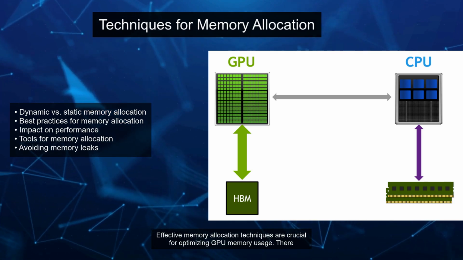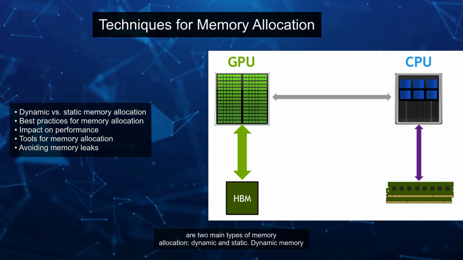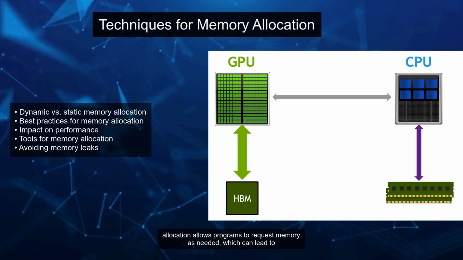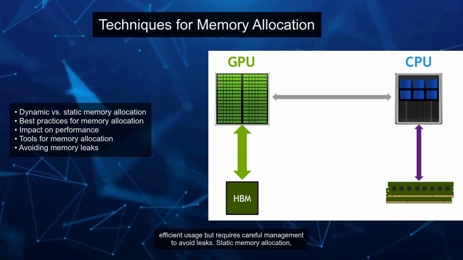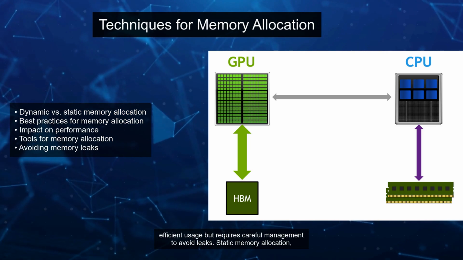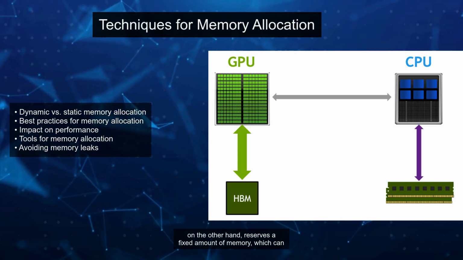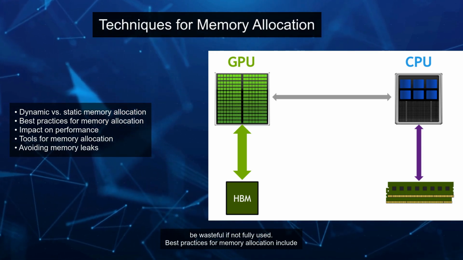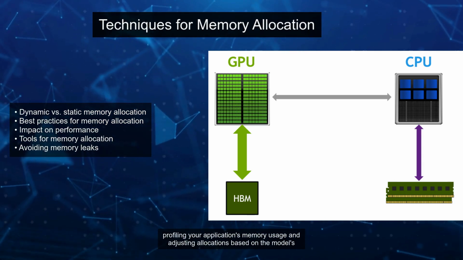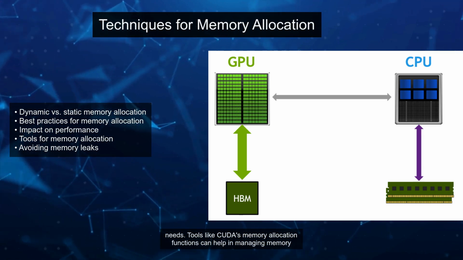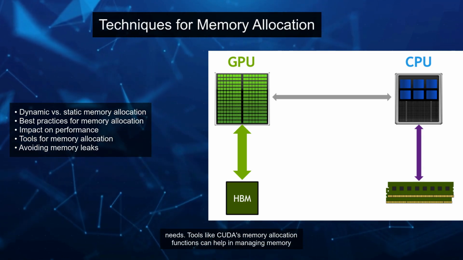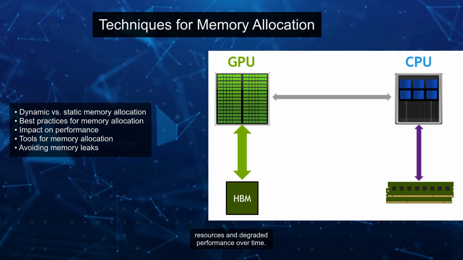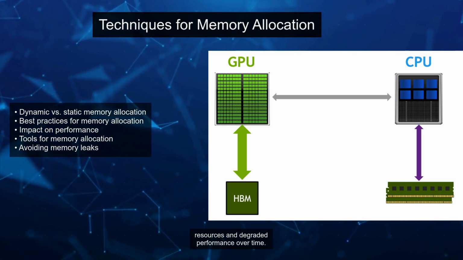Effective memory allocation techniques are crucial for optimizing GPU memory usage. There are two main types of memory allocation: dynamic and static. Dynamic memory allocation allows programs to request memory as needed, which can lead to efficient usage but requires careful management to avoid leaks. Static memory allocation, on the other hand, reserves a fixed amount of memory, which can be wasteful if not fully used. Best practices for memory allocation include profiling your application's memory usage and adjusting allocations based on the model's needs. Tools like CUDA's memory allocation functions can help in managing memory effectively. Avoiding memory leaks is essential, as they can lead to wasted resources and degraded performance over time.